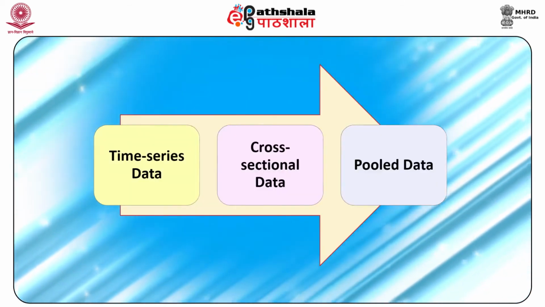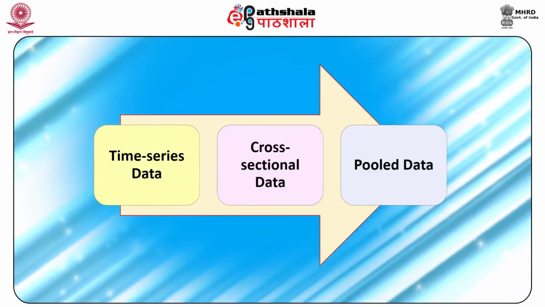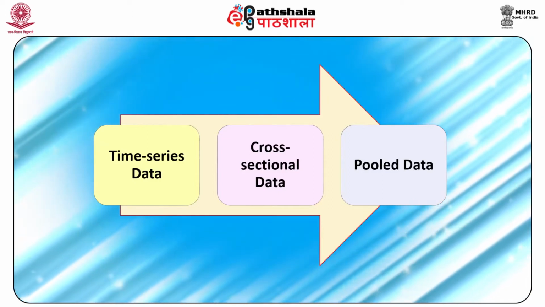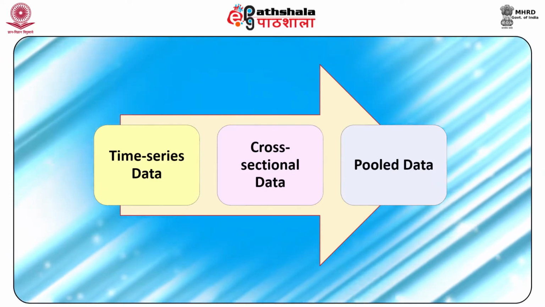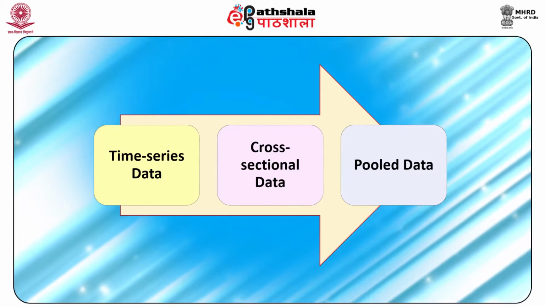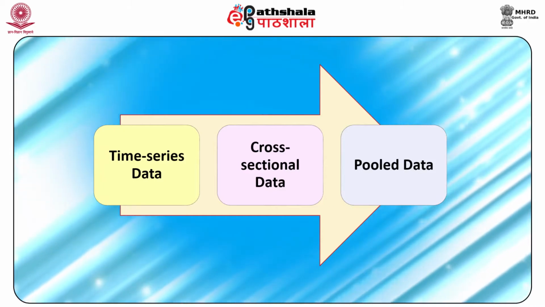What are the types of data? Generally, there are three types of data available for empirical analysis, which are known as time series data, cross-section data, and pooled data, which is nothing but a combination of time series and cross-section data.